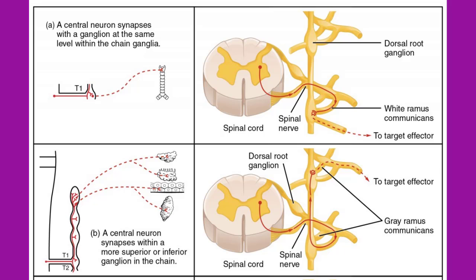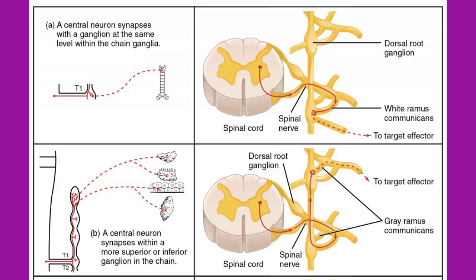So this neuron then projects to the target effector, in this case the trachea, via gray rami communicantes, which are unmyelinated axons. In some cases, the target effectors are located superior or inferior to the spinal segment at which the preganglionic fiber emerges. With respect to the wiring involved, the synapse with the ganglionic neuron occurs at chain ganglia superior or inferior to the location of the central neuron.